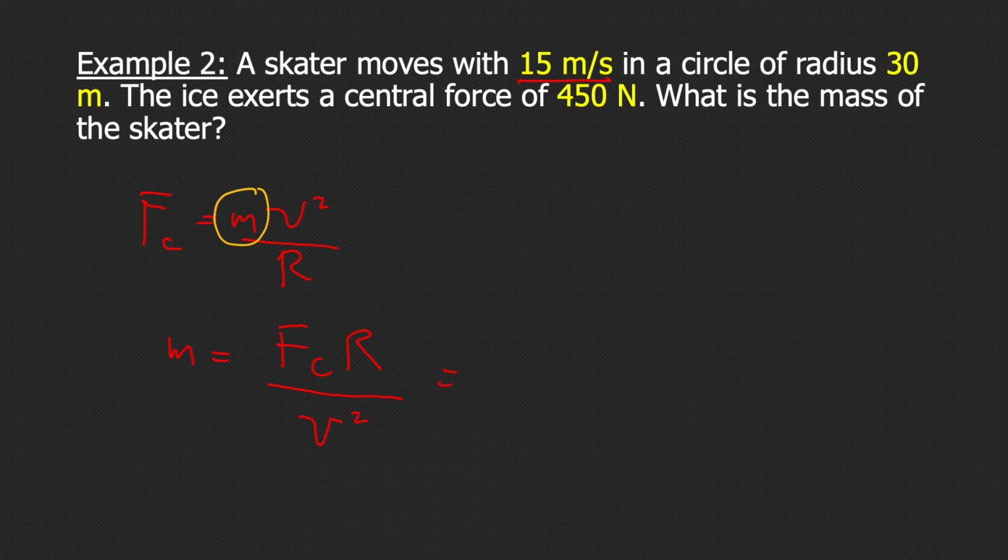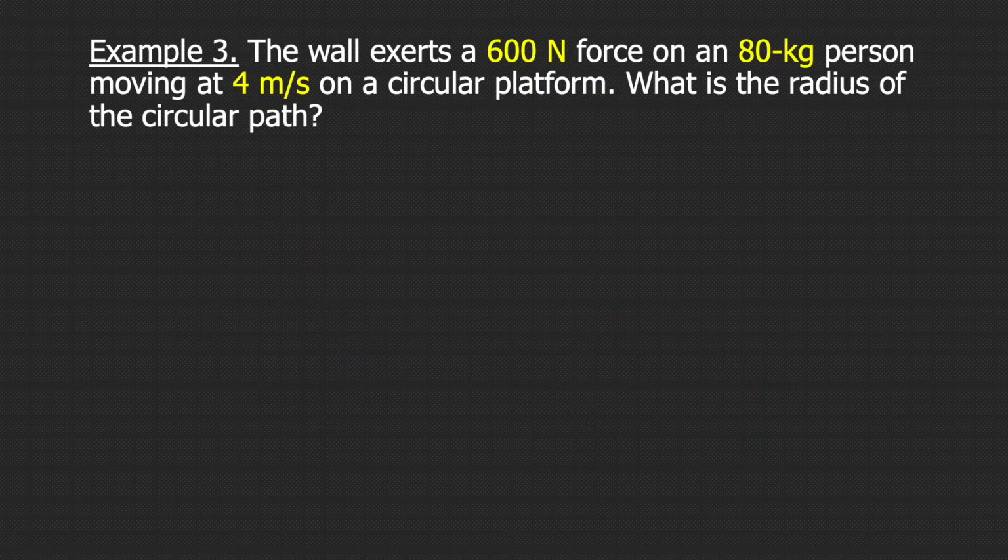And that would be equal to, so our F_c is equal to 450 newtons times the radius, which is 30 meters, divided by 15 meters per second, and again we have to square that, so 15 meters per second squared, and that would be equal to 60 kilograms. So the skater is 60 kilograms.